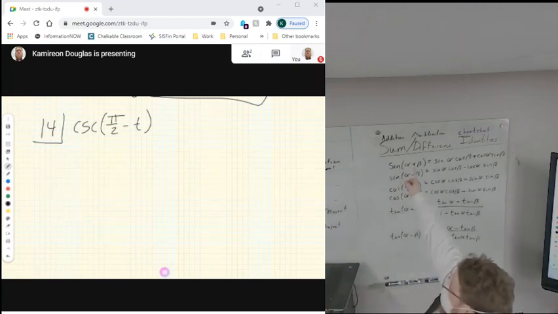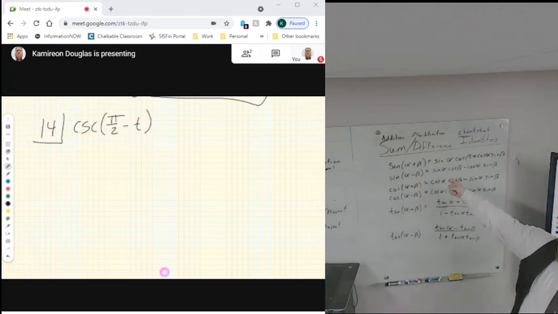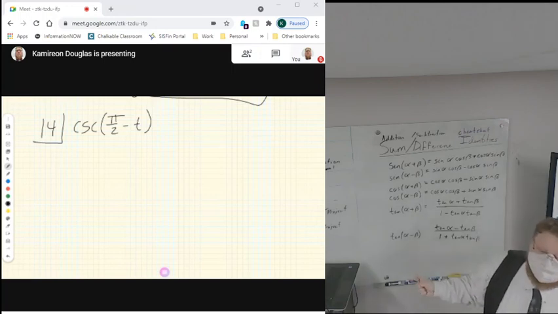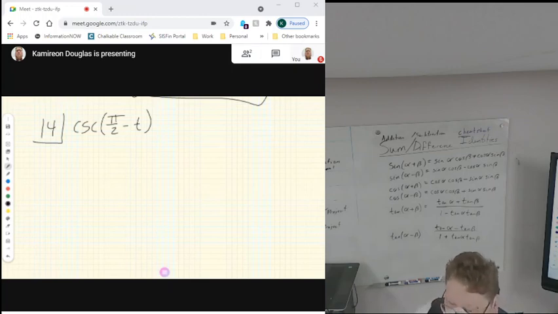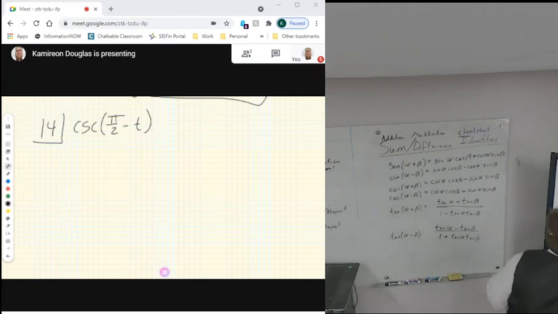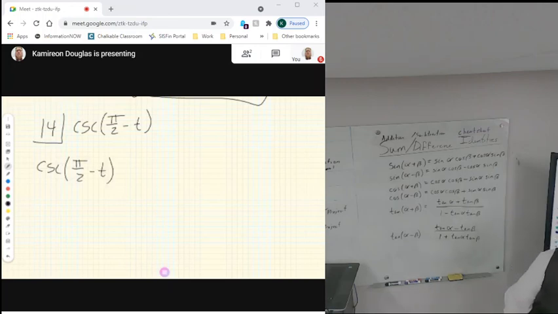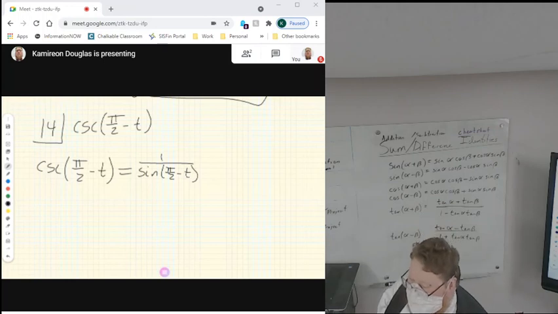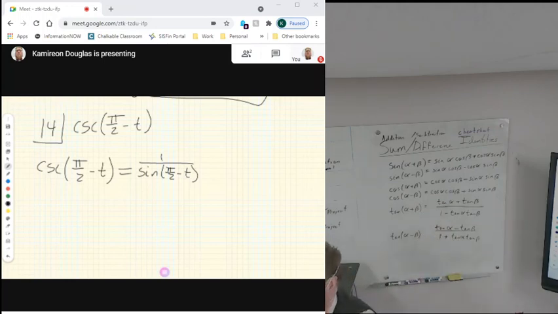I'm going to use these formulas, which you'll notice only work in terms of sine, cosine, and tangent. There's a way to switch cosecant into something else. I'm going to start by using a reciprocal identity. I start with cosecant of pi over 2 minus t equals. Cosecant, as a reminder, is 1 over sine. When we modify it to 1 over sine, everything inside will not change. So I have a 1 on top and a sine on bottom. That is one of the reciprocal identities.